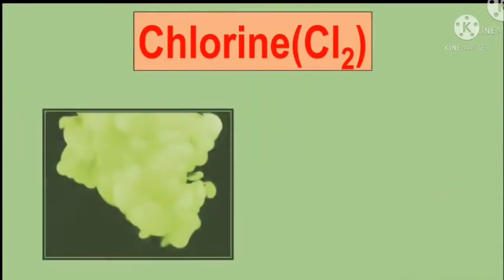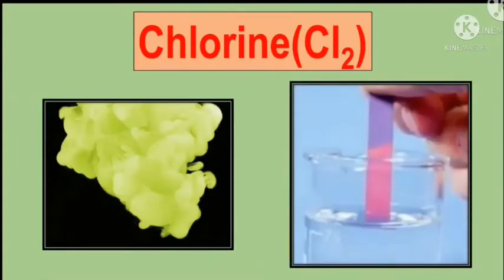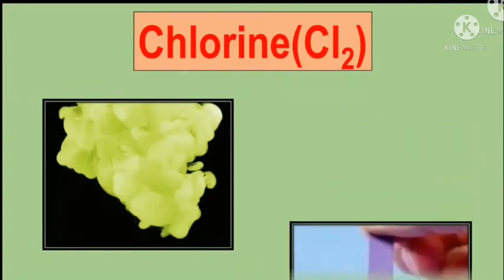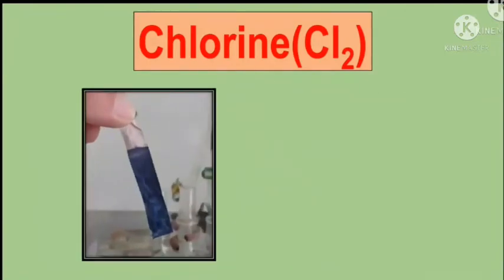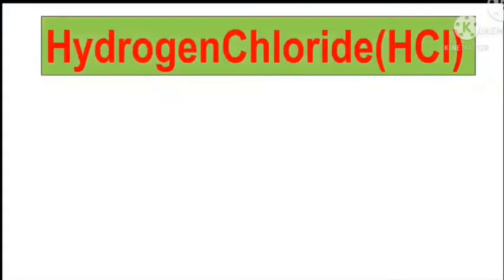It is a greenish yellow colored gas with a sharp, pungent choking odor. It turns moist blue litmus paper red. It also turns moist starch iodide paper blue-black, and on passing the gas through silver nitrate solution, a white precipitate is formed. Next is hydrogen chloride.